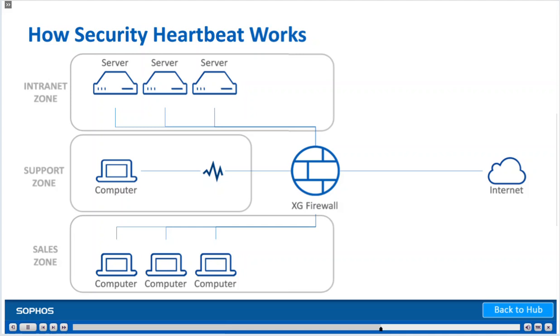Let's look at what would happen if malware is detected on a computer with Security Heartbeat. When malware is detected on the computer, Security Heartbeat will send event information and its new health status to the XG Firewall. The XG Firewall can then prevent the compromised computer from connecting to other computers or servers, protecting them from possible infection. Once the Sophos Endpoint Agent has cleaned up the malware, Security Heartbeat will send its updated health status to the XG Firewall, and the XG Firewall can allow it access to hosts and networks as normal.